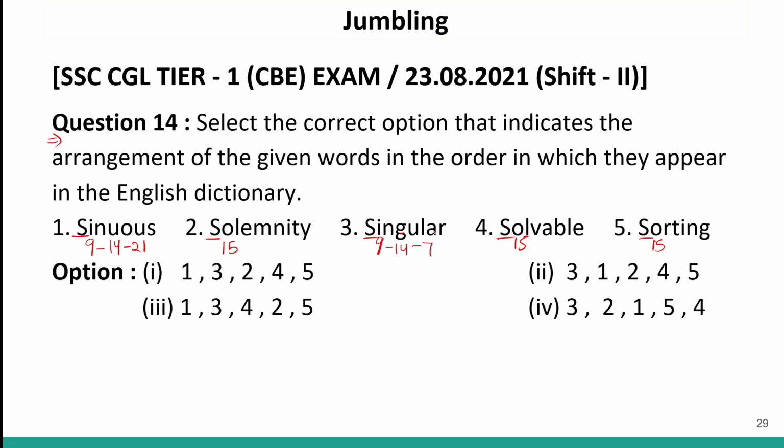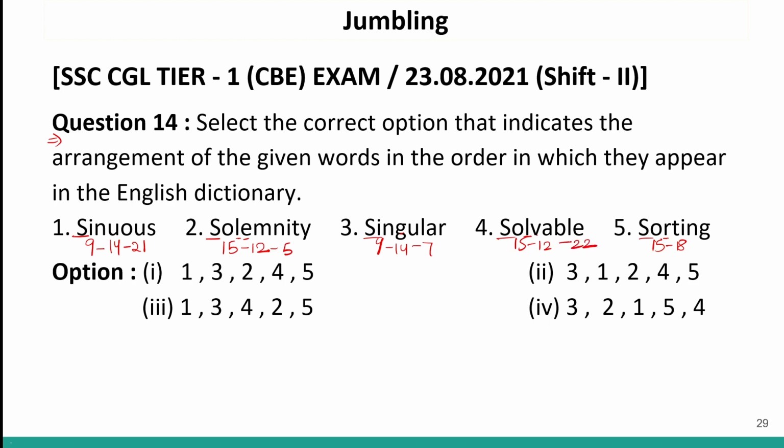Okay? Now, solemnity, solvable, and sorting. After O, we have L, which is 12. Over here also we have L, which is 12. And over here we have R, which is 18. Okay? Now, between these two, after L, we have E, which is 5. And over here, after L, we have V, which is 22.